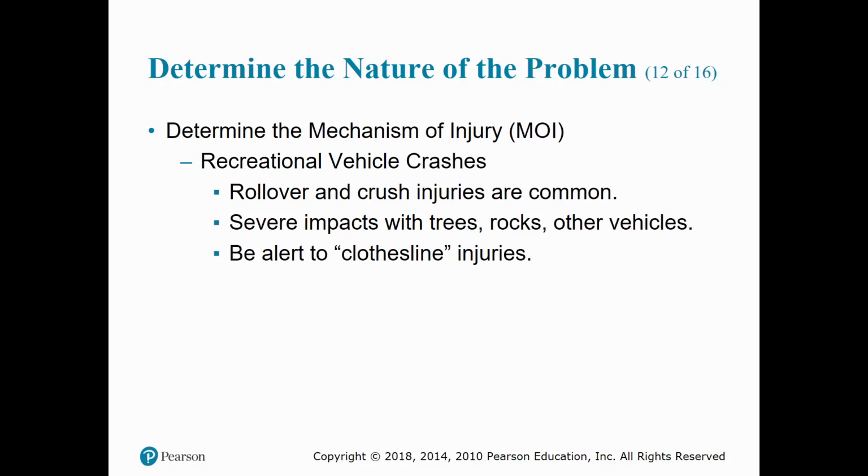Snowmobiles, also known as snow machines, and ATVs are commonly operated on uneven terrain, a factor that contributes to rollovers. Crush-type injuries are common with recreational vehicles. Snowmobiles can travel at high speed, producing severe impact upon collision with trees, rocks, or other vehicles. With these vehicles, be especially alert for clothesline-type injuries. In these injuries, a rider is pulled off the vehicle by a low branch, wire, rope, or other low-hanging object. Severe trauma to the neck and airway is common with this type of crash.